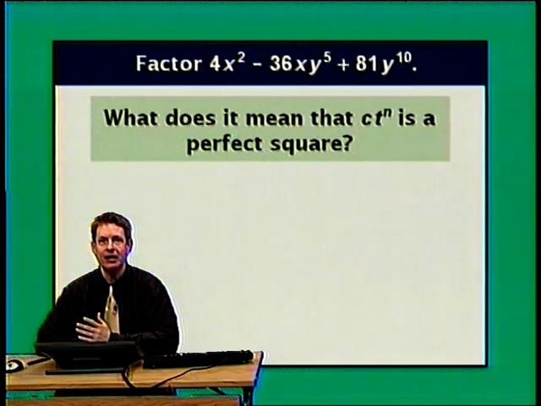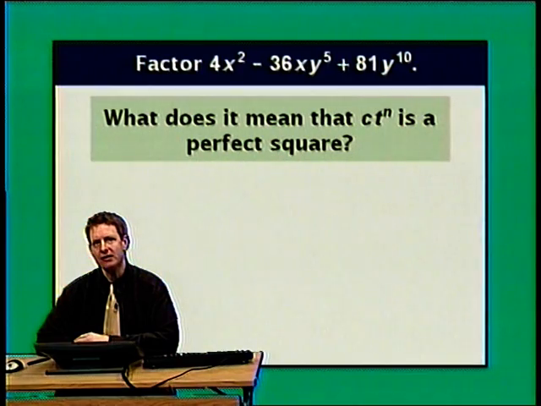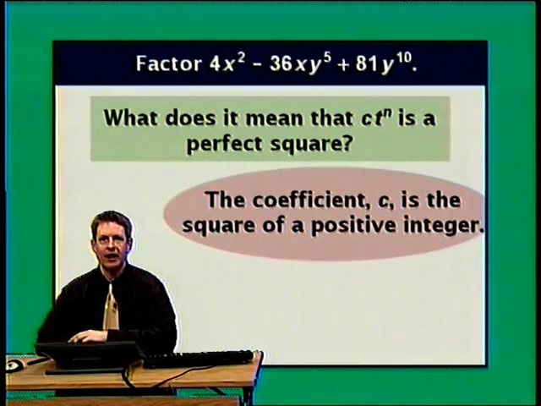Here, c is my coefficient, and t is just some kind of generic variable. It could be t, x, y, z, could be any variable. Well, there's two things I need to consider. The first thing I need to consider is: is the coefficient the square of a positive integer?